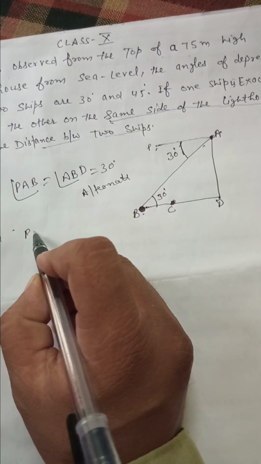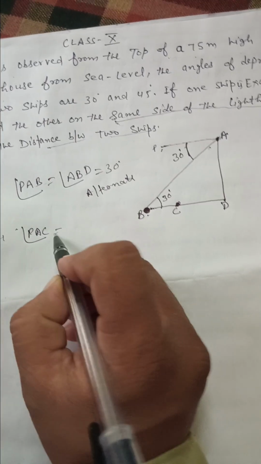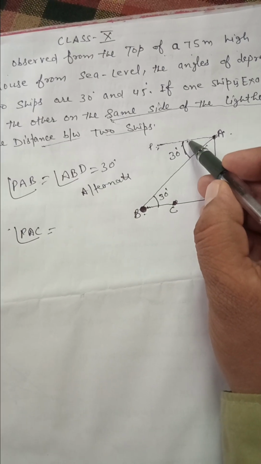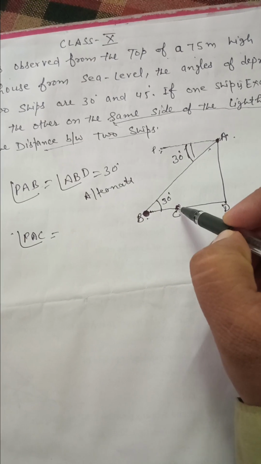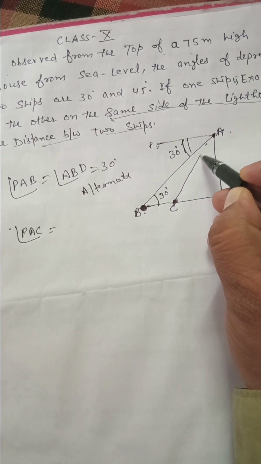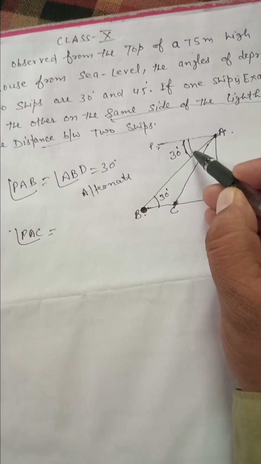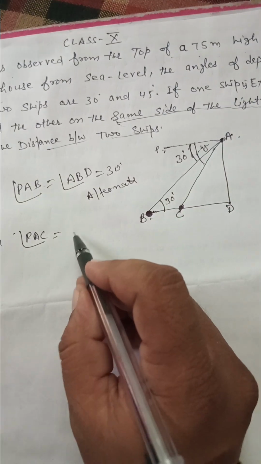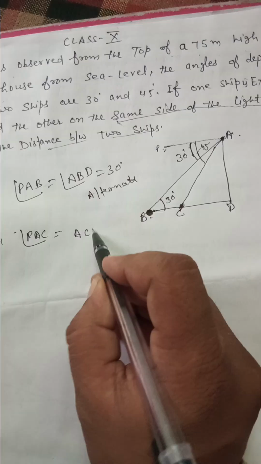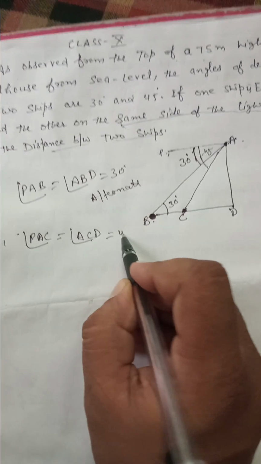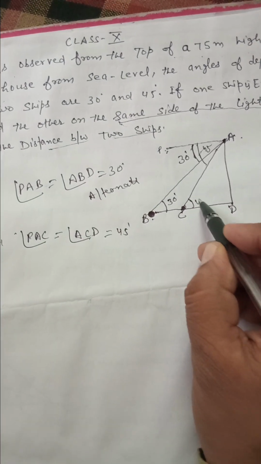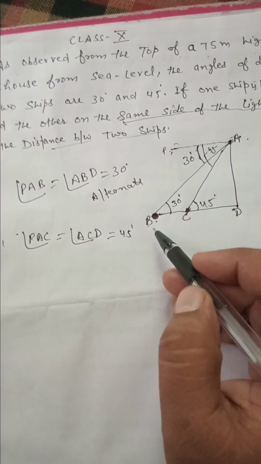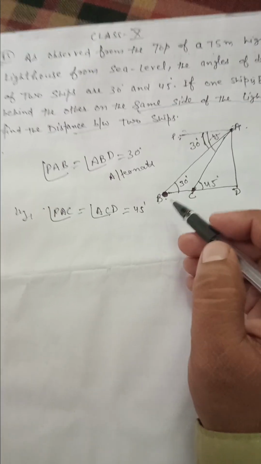Similarly, angle PAC, this one here, we can draw a line from here. Angle PAC is 45 degrees, equal to angle ACD. This will be the same, 45 degrees, because PA and BD are parallel and AC is a transversal line.